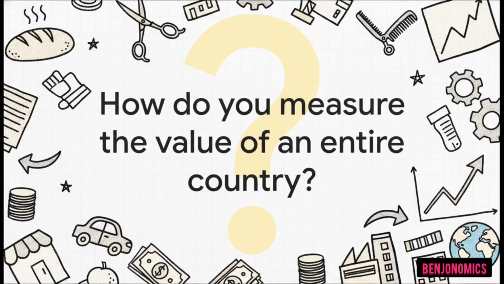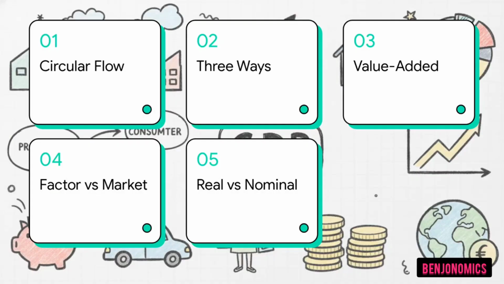I mean, tracking every single transaction, from a loaf of bread at your local bakery to a manufactured car rolling off the assembly line. It requires a brilliantly structured system so we don't just get completely lost in the numbers. To figure this out, here's our game plan. We'll trace the circular flow of income, look at 3 ways to measure GDP, walk through a real-world value-added model, untangle factor cost from market price, and finally, separate real from nominal GDP. Let's get right into it.